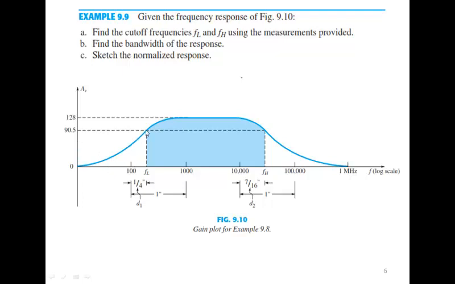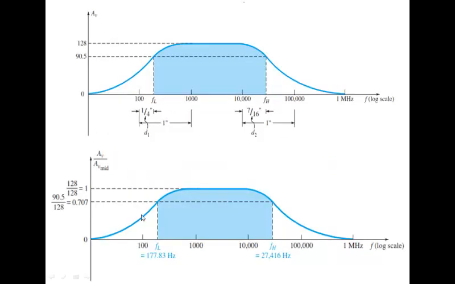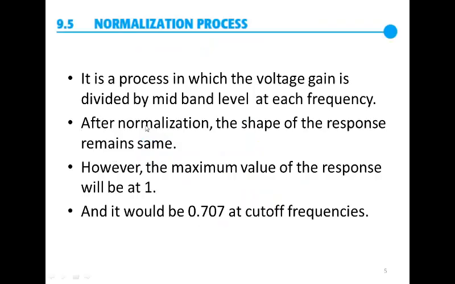At this frequency, the gain is this much, 90.5. It would also be divided by 128. At this point, the gain is 128. It is also divided by 128. So at each frequency, whatever the gain is, it would be divided by 128. That is called normalization. So normalization is the process in which the voltage gain is divided by the midband level at each frequency.